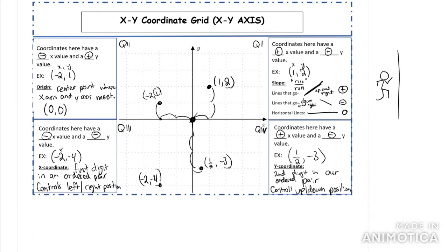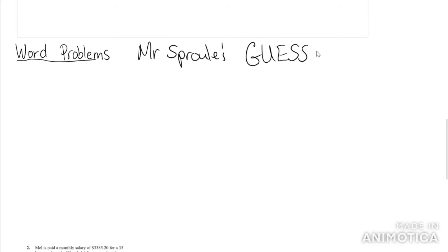Glue this into your book and then go to a new page, and I'm going to show you a way for solving word problems. So put this into your interactive notebook, and this is a method that I have found works really, really well for me. We're going to solve a word problem with it, and you're going to see how we use it. I like to call this Mr. Sproule's guess method.